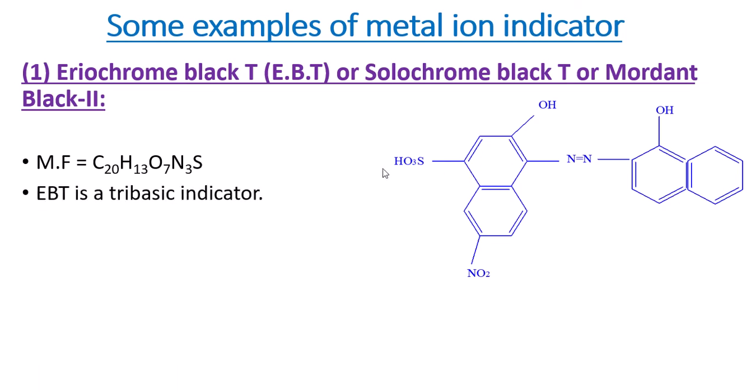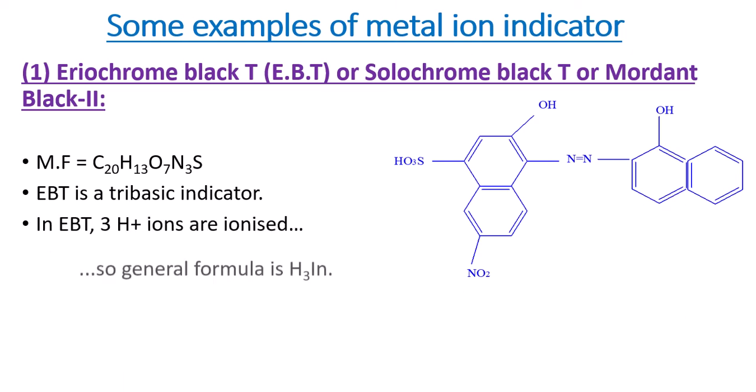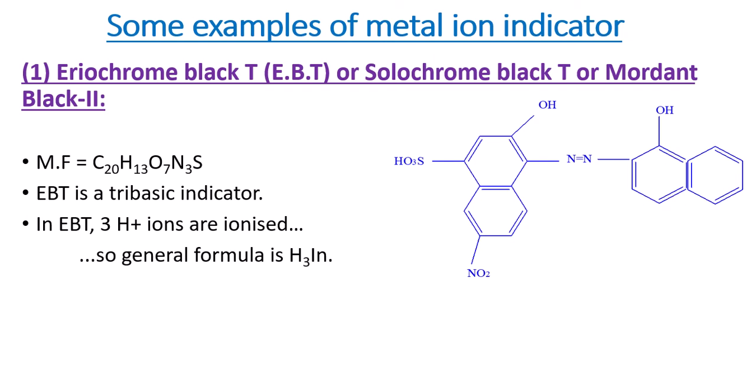Okay, EBT we say, it is a tribasic indicator because there are 3 replaceable hydrogen atoms, and hence we say the general formula of EBT is H3In. The general name we use is Eriochrome Black T or EBT, but it is also known by the names Mordant Black 11 or Solochrome Black T.